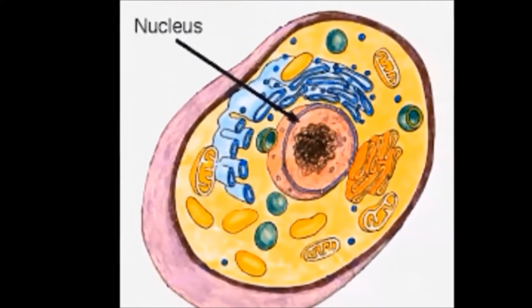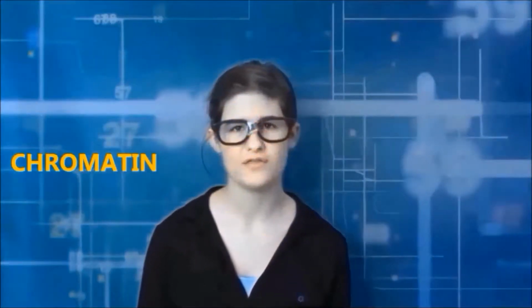Well, DNA is found within the nucleus. It's in the form of chromatin. These chromatins come together to form chromosomes in the process of cell division, or mitosis. Enough about chromosomes. What about DNA structure?